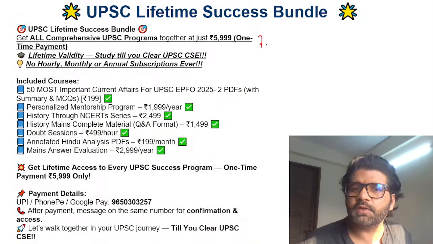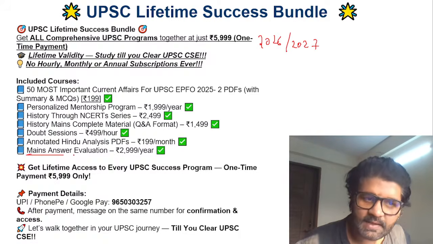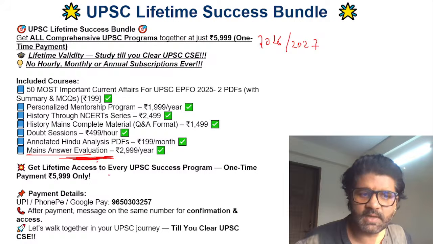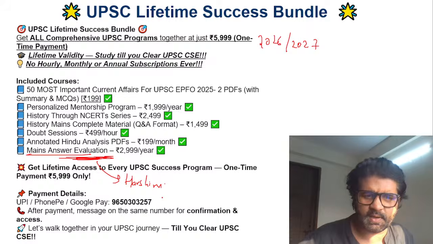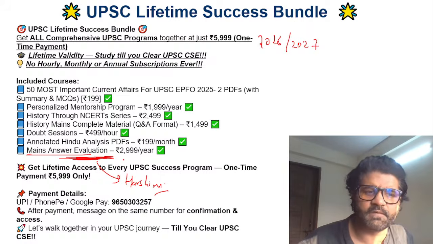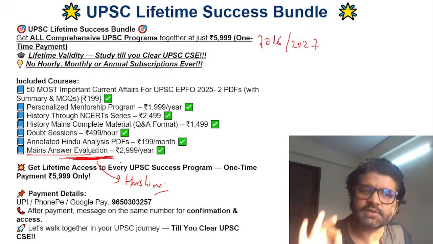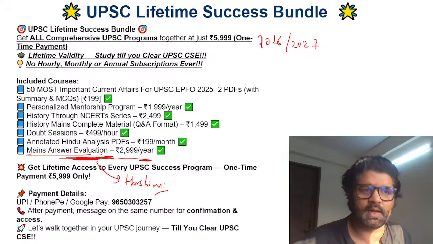Doesn't matter whether you're preparing for 2026 or 2027, write your answers. Write means answer, guys. As many as possible. As Harshini is doing, Annie is doing, Sonali is doing. So many other people are there who are writing answers and sending me every day. Write your answers, get it evaluated by anybody, and focus.